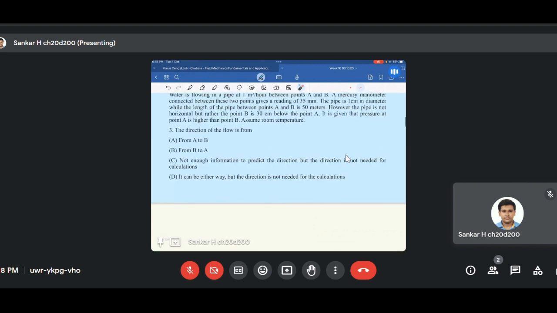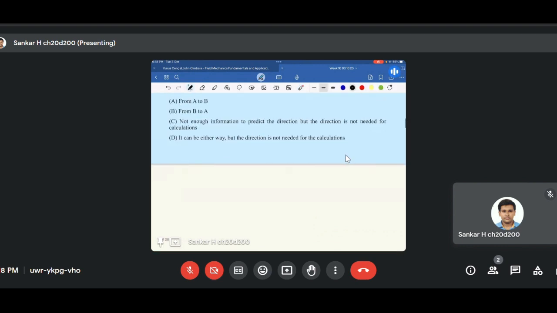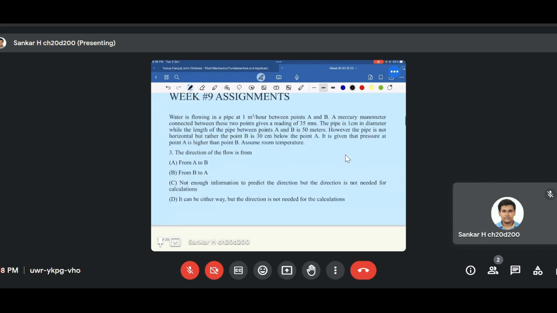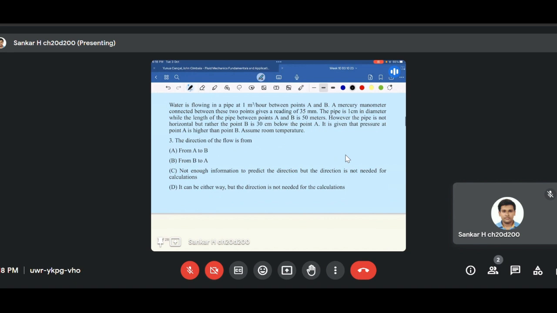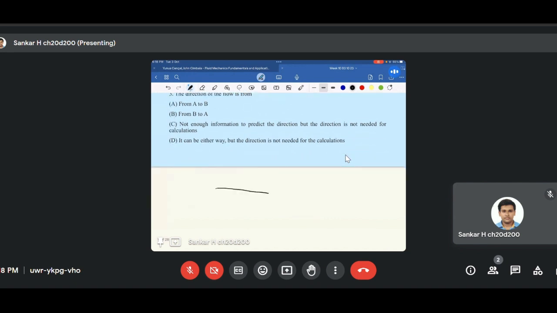First, let's try to draw out what the flow looks like. First, we have a pipe in which A is elevated and B is 30 centimeters below A. So this is what it looks like, and it is given that a mercury manometer is connected here, although it does not look very neat, it does the trick of a U-tube manometer.